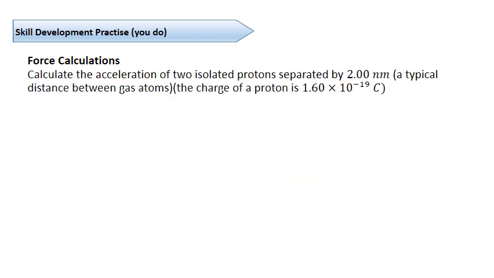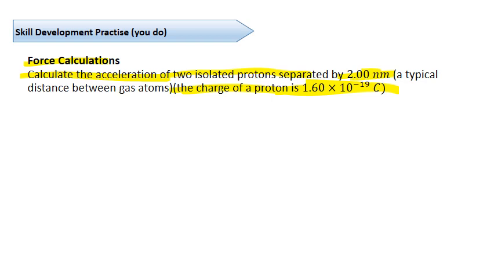Okay, another problem that you might see on an external exam situation. The question I've got here is calculate the acceleration of 2 isolated protons separated by 2 nanometers, which is a typical distance between gas atoms. And it's got here in the question, the charge of a proton is 1.6 times 10 to the negative 19 coulombs. Now, I've actually included the charge of a proton, however, it might not necessarily always be given to you in the question. The reason being is because you can actually find this information in your data book.